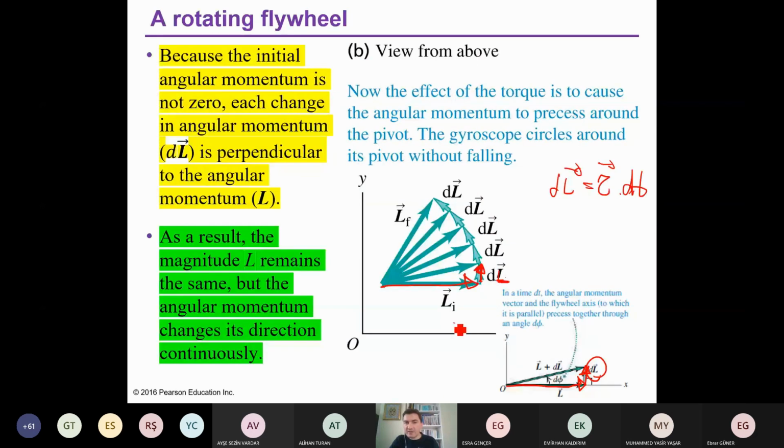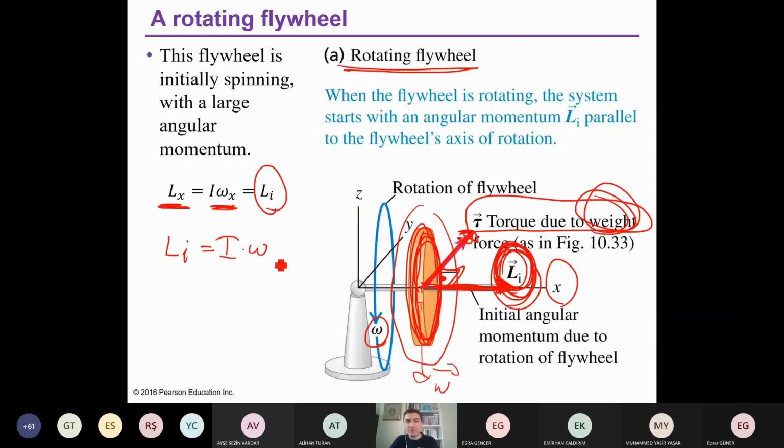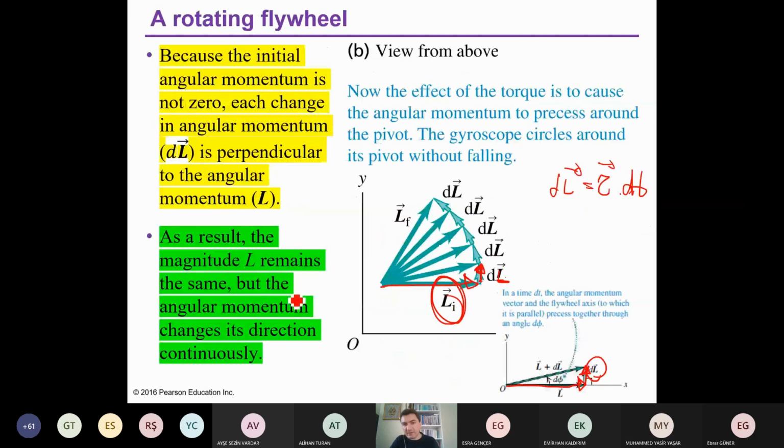Li, the initial angular momentum of the flywheel, depends on this one. Li is equal to I times omega x. Let's consider the moment of inertia of the flywheel constant, and the angular speed constant, then this Li is constant in magnitude, okay? So I have a constant Li, but I have dL for each time dt, which is coming from the torque due to the weight. For each dt time, I have dL.